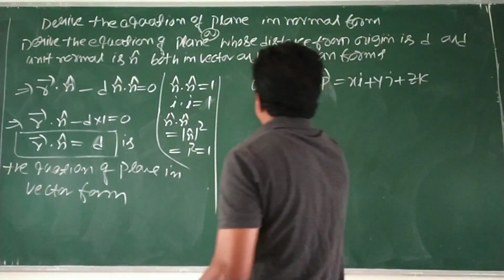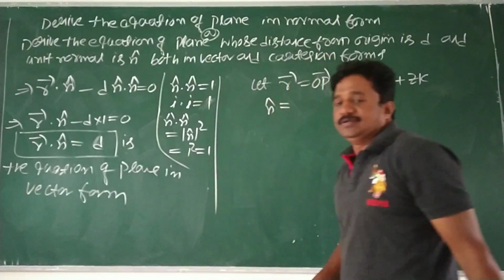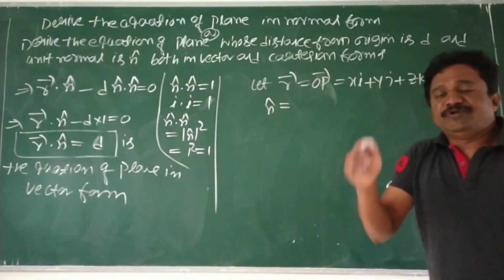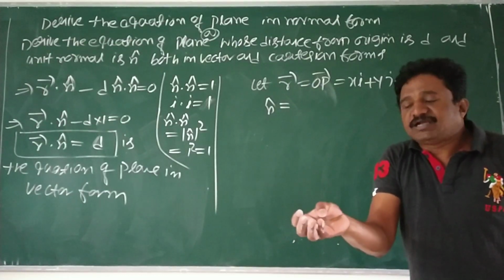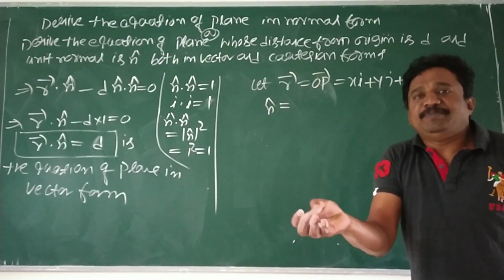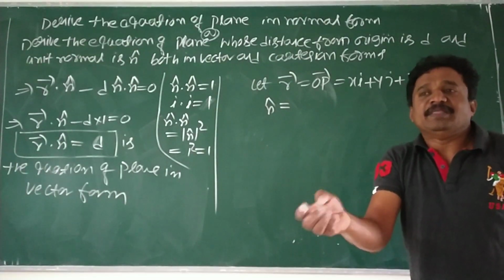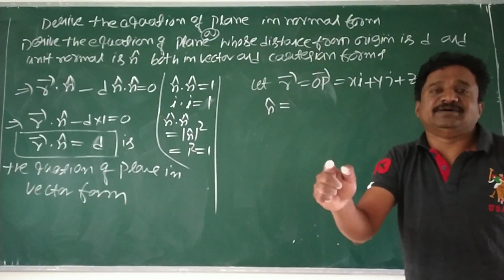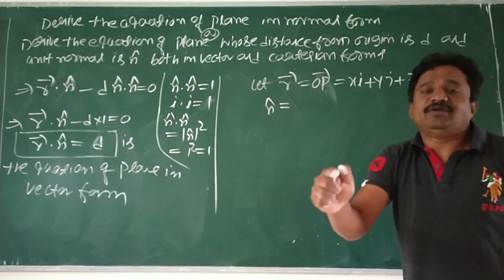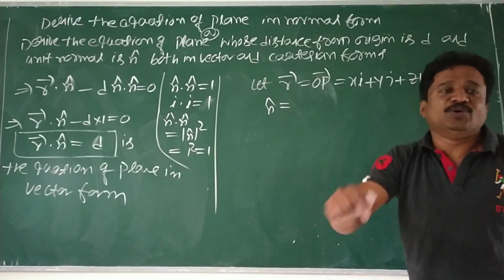n cap is a unit vector. For a vector, you use a, b, c as its DRs. If it is a unit vector, you use l, m, n as its DCs. So for a unit vector, DCs should be used.